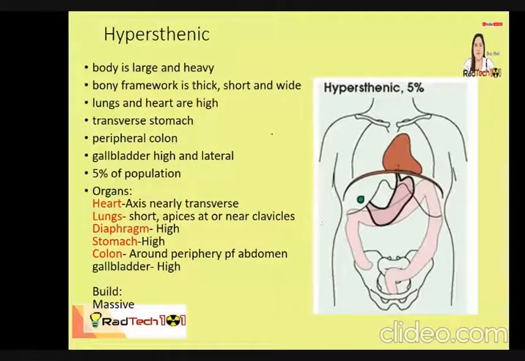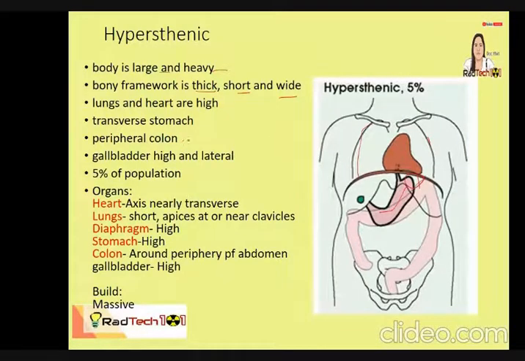Sa hypersthenic naman, so large and heavy. So, the bony framework is thick, short, and wide. Lungs and heart are high. Parang katulad din siya ng sthenic. So, mataas yung lungs and your heart. Then, transverse ang stomach, medyo papunta na sa gitna. Yung kanina sa sthenic, dito lang siya, banda, mas mataas dito.